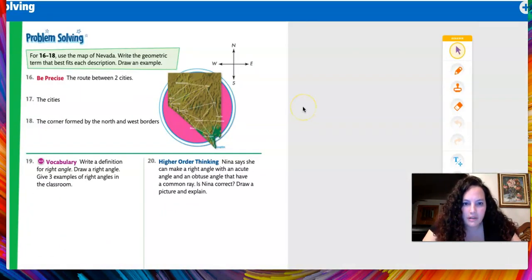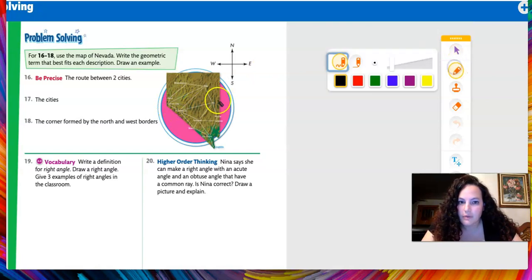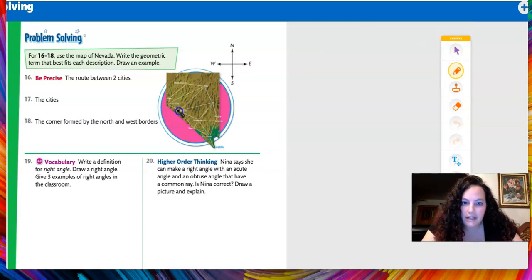There we go. The route between two cities. You can pick any city. So from here to here, it has a dot here and a dot here. The route between these two cities would be what? What would we call that? What geometric term best fits that description? Pause the video, work it out, and then come back to guess.